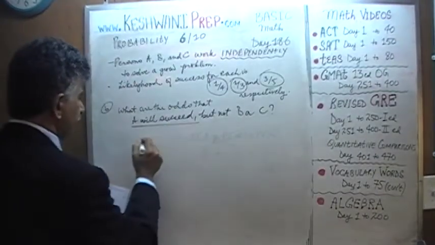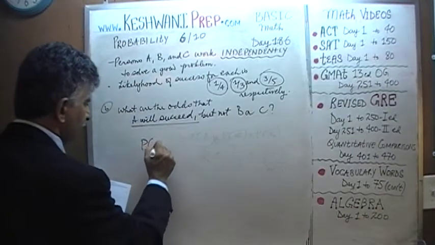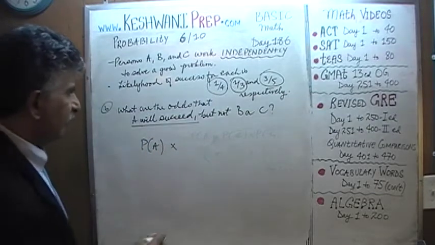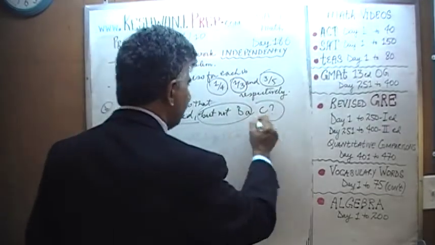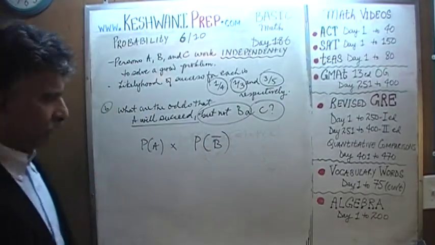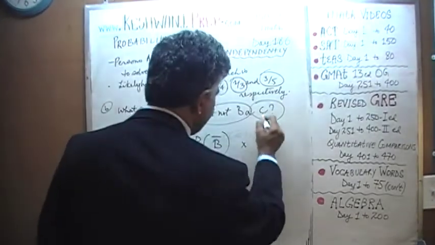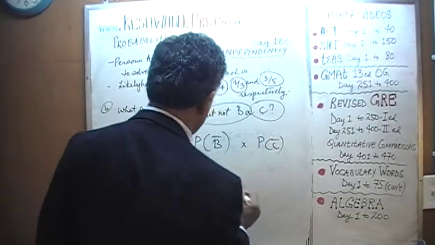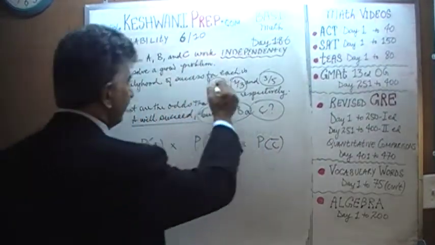The odds that A will succeed is simply the probability of A being successful, but not B or C. So the odds that B will fail is simply B with the bar on the top, and the odds that C will fail is also C with the bar on the top. That's it, we're done. The odds that A will succeed is 1/4.